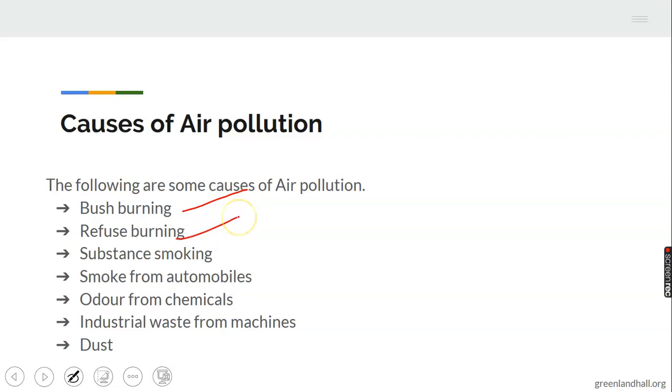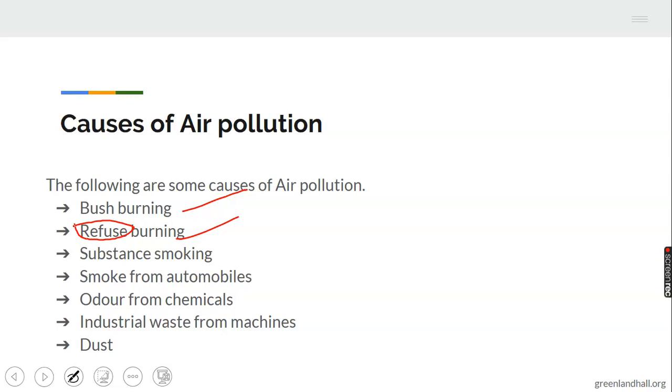Then we have refuse burning. There's a difference between bush burning and refuse burning. You know what refuse is? Dirt. Two weeks ago, we talked about land pollution, and you saw a lot of dirt here and there. Now, refuse refers to dirt. Some people try to burn their refuse. They will not take it to where they're supposed to dispose of it. They will put it at the back of their house, maybe at night, and start burning it. And then there is so much toxic air in the atmosphere, and it's harmful to both man and animal.